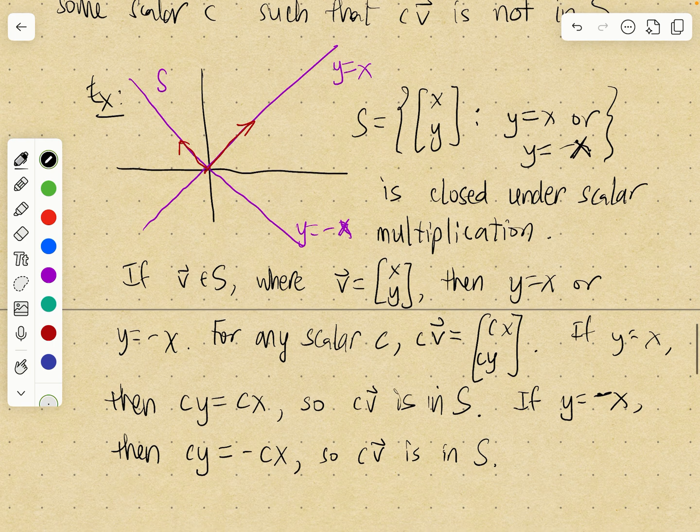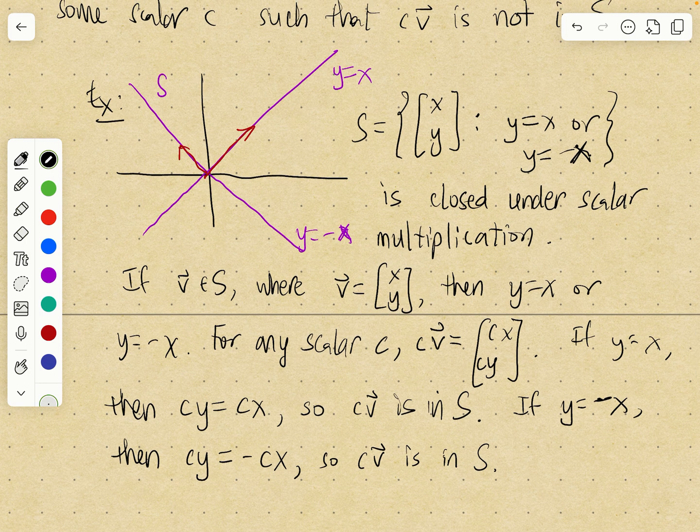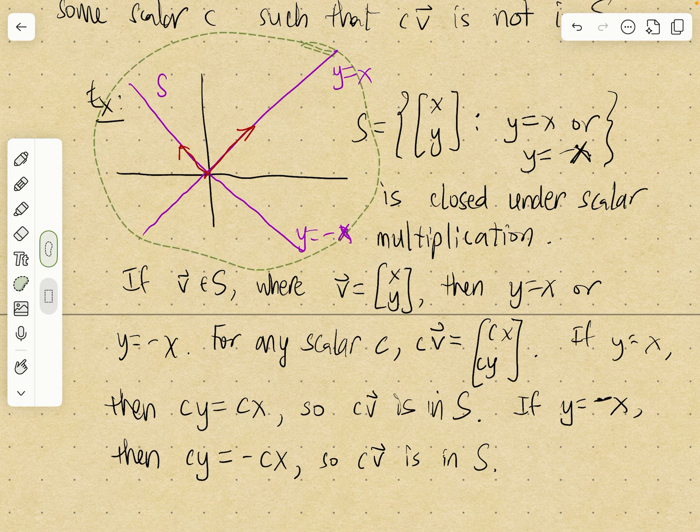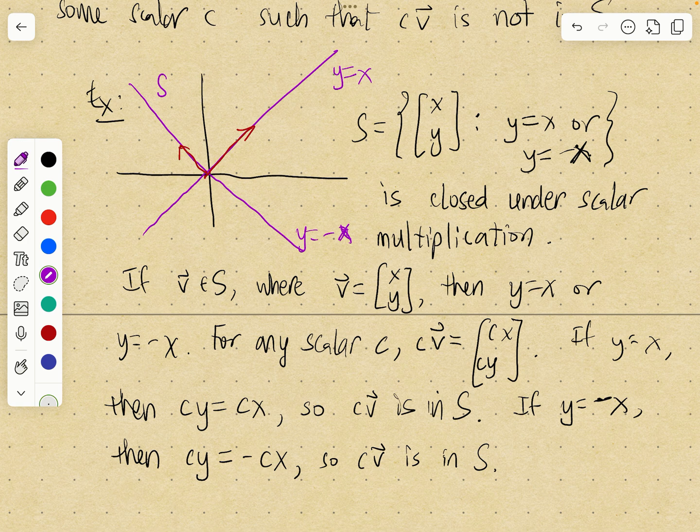Okay, so those are some examples of closure under scalar multiplication. Let's review a little. Is this set S closed under vector addition? This is going out forever, right? Just because this is y equals x, y equals -x. What do you think? Let's go over the answer. Make sure you pause the video and think about it before you continue.